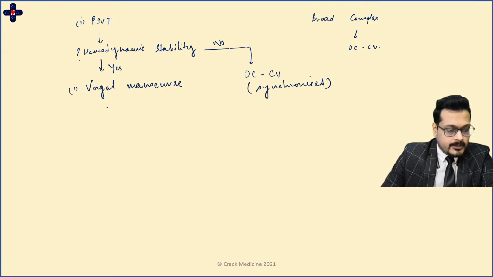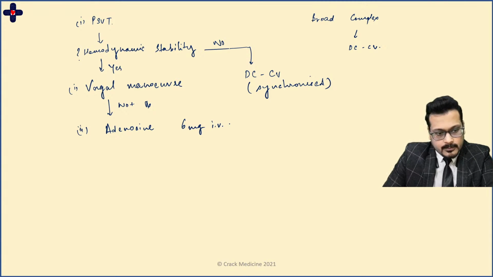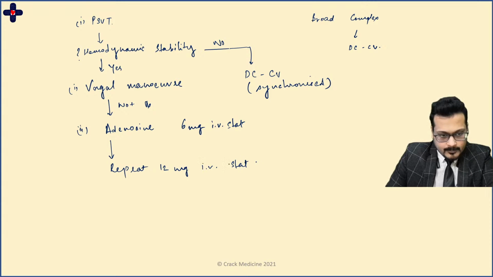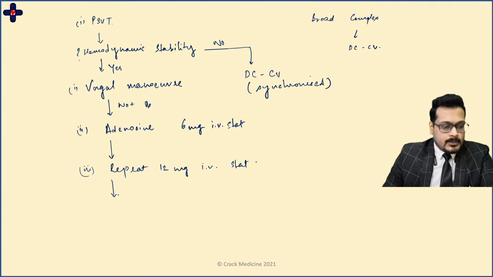When the vagal maneuvers don't do anything, so it is not treated, it's still present, then you have to go with adenosine. In the first instance, you have to go with 6 milligram IV stat, and you can repeat this with 12 milligrams IV stat. Always remember that initially do not give adenosine more than 18 milligrams IV stat. If it is not treated with this, then you have other choices as well.